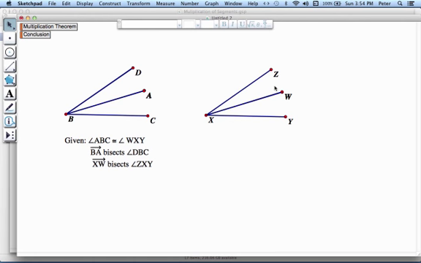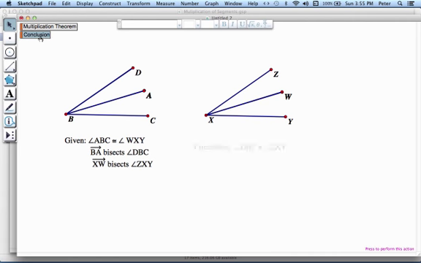How about angles? Does the same thing hold true? Well, imagine we were given that angle ABC is congruent to angle WXY, and that ray BA bisected angle DBC and ray XW bisected angle CXY. What conclusion could you draw? Take a minute and see what conclusion you could make regarding the size of angle DBC and angle ZXY.